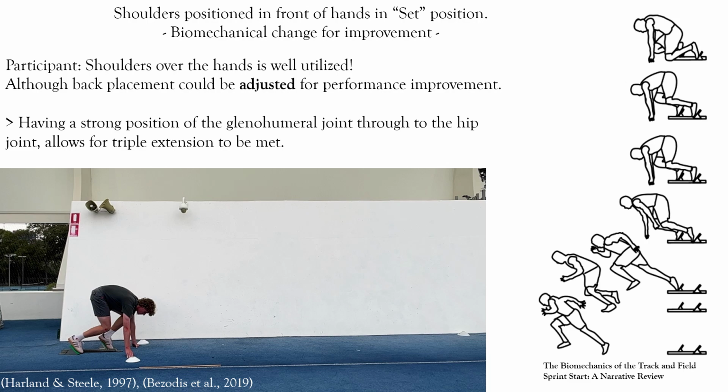In the image we can see the athlete positioning the shoulders over the hands is well utilized. The athlete shows a positive slight angle from the radiocarpal joint through to the glenohumeral joint, thus enhancing the center of mass and the ability to maximize their acceleration when leaving the blocks. Although the overall positioning of the body alignment with the hips through to the shoulders could be adjusted. By straightening the back, it allows for a strong positioning of the glenohumeral joint to the hip joint, promoting triple extension to be met. This allows for maximum speed and velocity to be achieved, enabling the athlete to have a rapid acceleration.